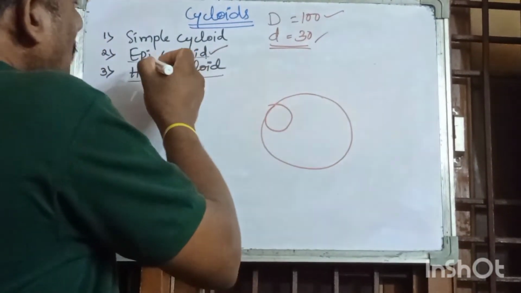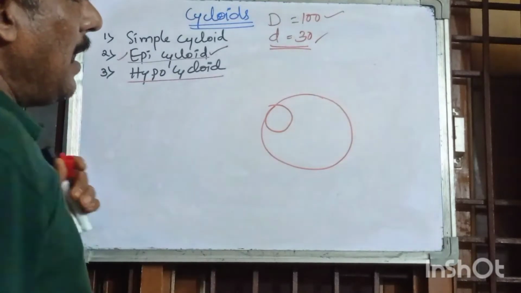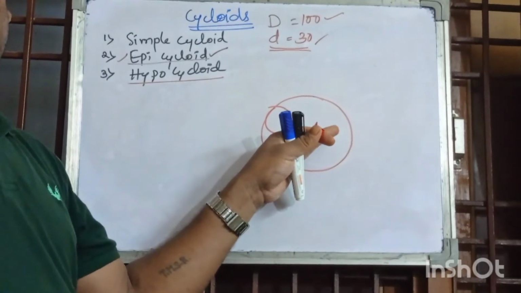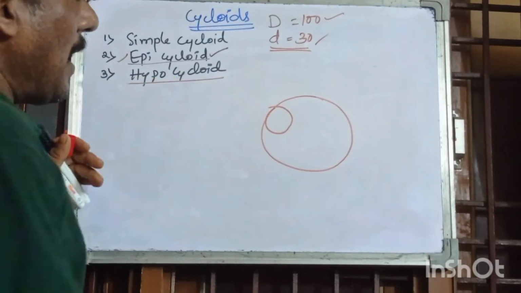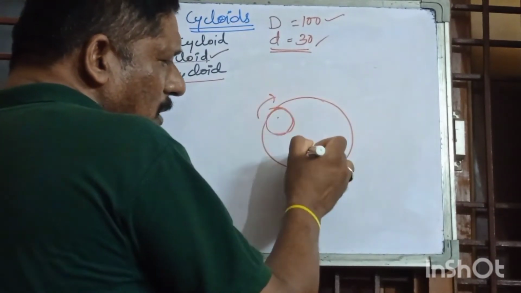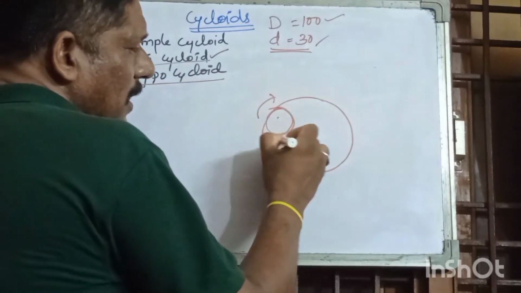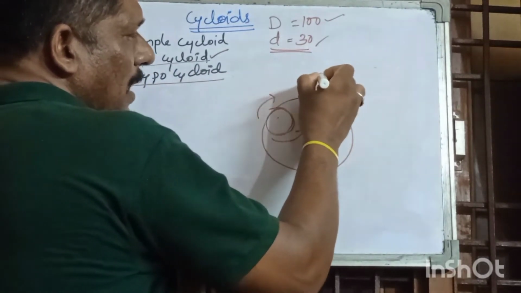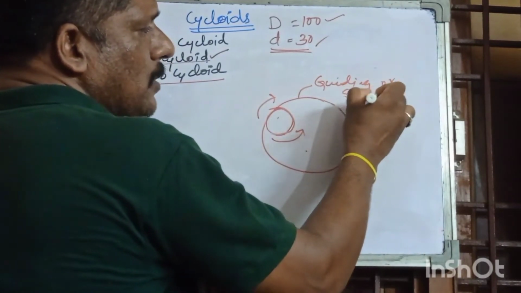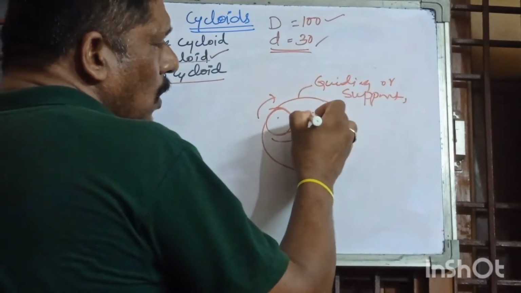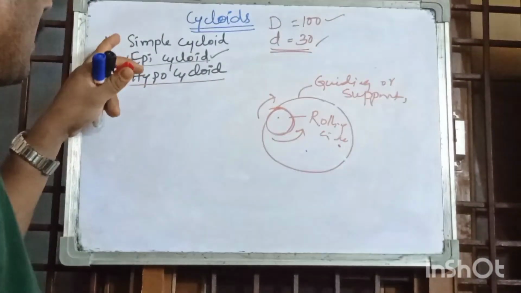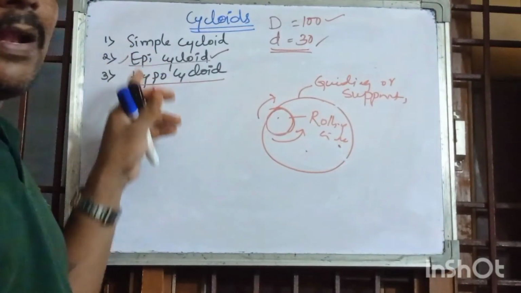If it is rolling outside of the circle, we call it epicycloid. If the smaller circle, the rolling circle, rolls inside of the circle, we call it hypocycloid. Here the only difference is the direction. Suppose it rolls in a clockwise direction, it falls down. That's why in hypocycloid it rolls in an anti-clockwise direction. So this is the guiding circle, or we can call it the supporting circle, and this is the rolling circle.